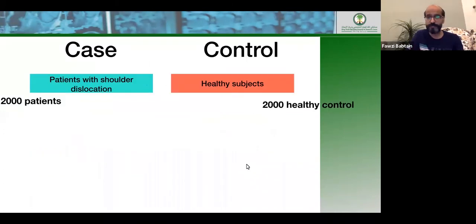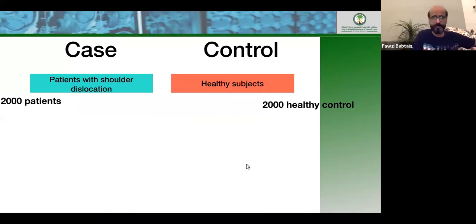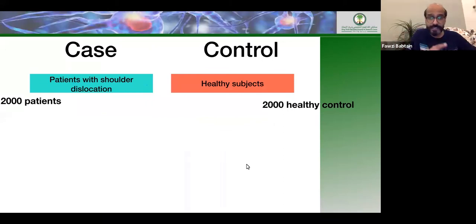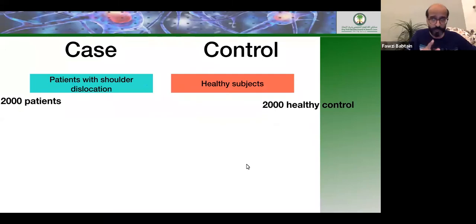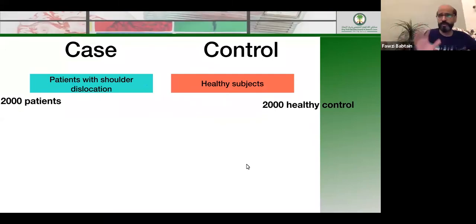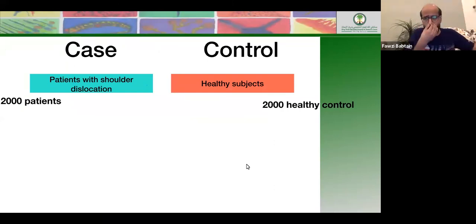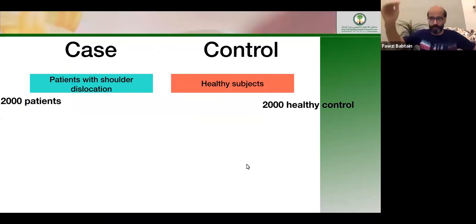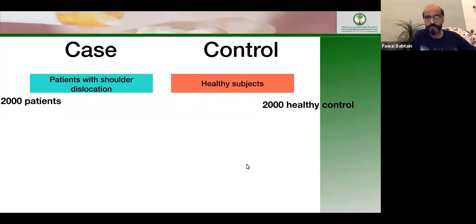Let's see what happened. For example, I did a really good study. I collected 2,000 subjects in each arm, and you can do it. This is not imaginary. No, you can do it. You can just, يعني مثلا, تروح لأورثوبيديك كلينيك as an example واقول له تعطيني ممكن كل الليسته حقت الشولدر ديسلوكيشن for the last 6 months.